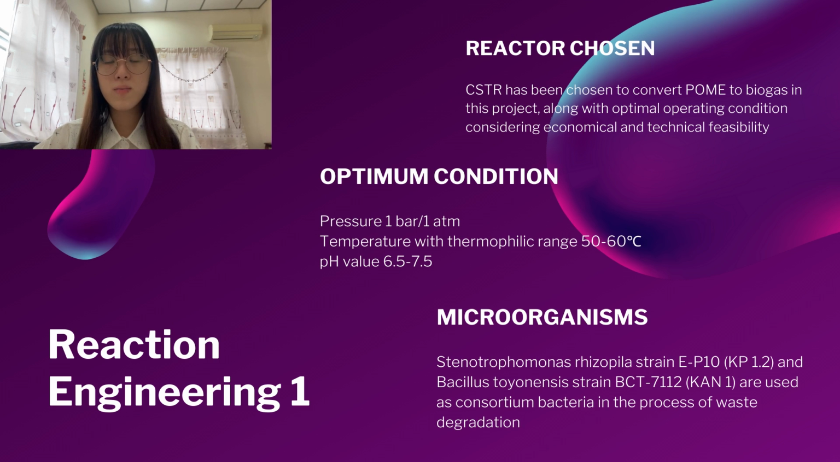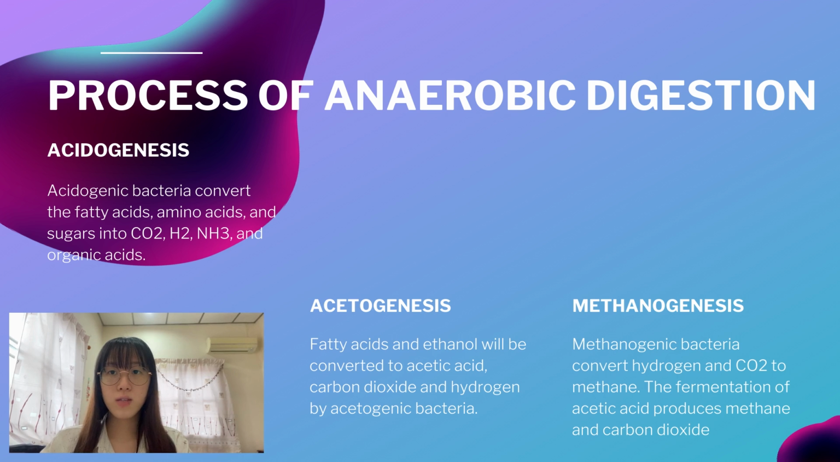And the microorganisms used in this process are the Stenotrophomonas rhizophila strain EP10, and Bacillus thuringiensis strain BCT7112. They are used as consortium bacteria in the process of waste degradation. Next, we are going to talk about the process of anaerobic digestion.